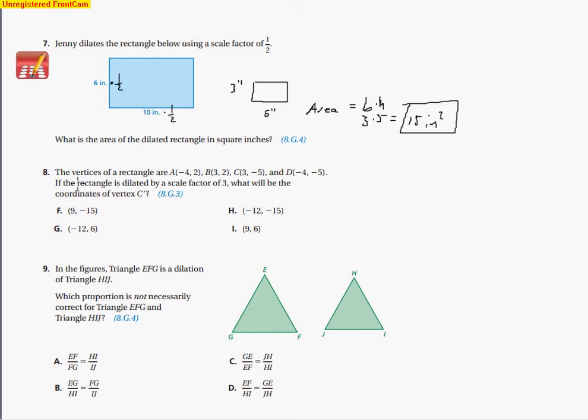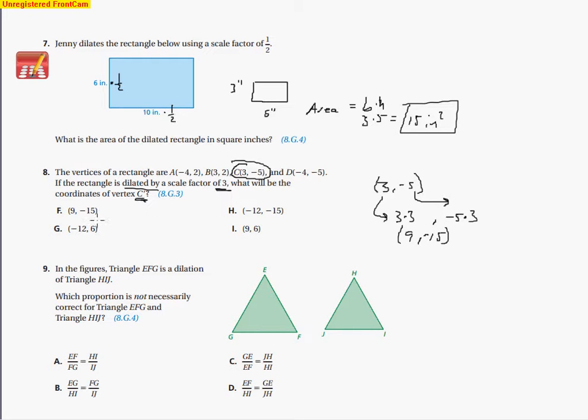And it ends up telling us that the vertices of a rectangle are, and then they give us these vertices. If the rectangle is dilated by a scale factor of 3, what will the coordinate of C be? So let's pull C out here. And so C is 3, -5. So if we dilate with the scale factor of 3, basically we're taking that 3 and multiplying it by 3. We're taking the -5 and we're multiplying it by 3, and that gives us 9, -15 in this case here.